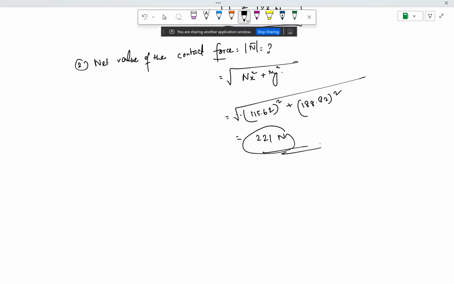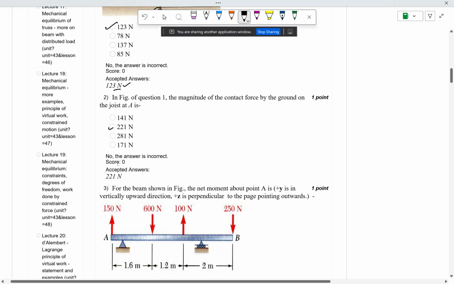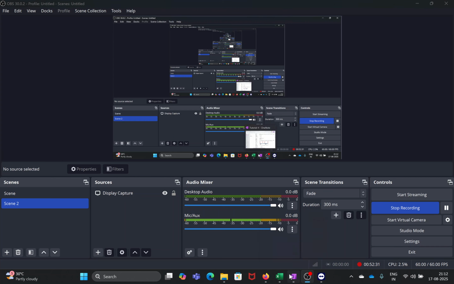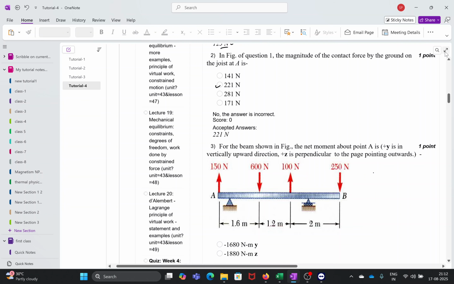So this is the net contact force that the man has to apply by pulling the rope to keep the system at equilibrium, maintaining its balance. So this is the net contact force, which is 221 newton. Now it should match with the earlier problem. All right. Okay, so our question number 1 and 2 are solved.